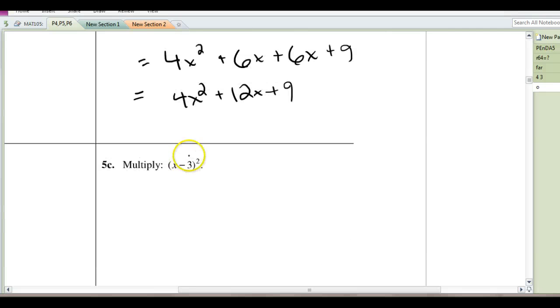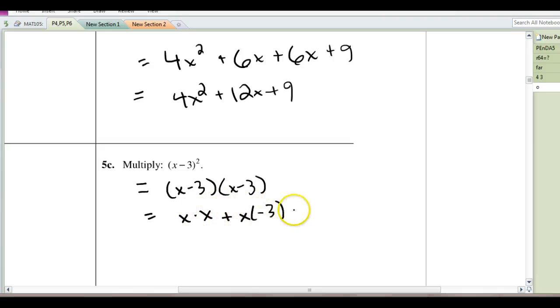This one here, x minus 3 squared, will be similar, so we just first write that out as x minus 3 times x minus 3, and then expand using the good old-fashioned ETOTFT, ETOTS. So x times x plus x times negative 3 plus negative 3 times x plus negative 3 times negative 3.